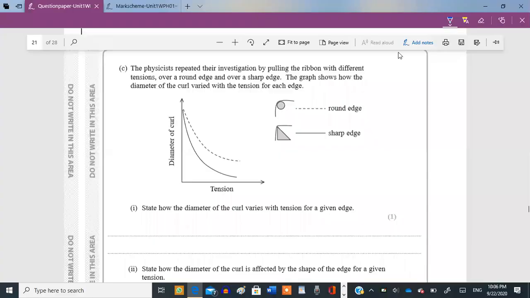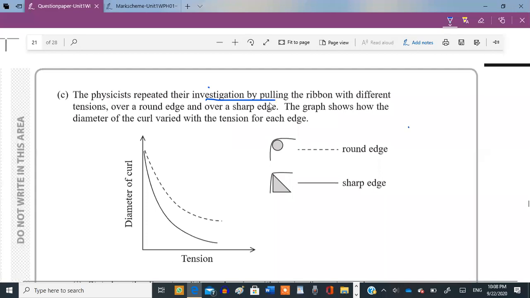Wait, physicist, can you scroll back to the answer? Now the physicists repeated their investigation by pulling the ribbon with different tensions over a round edge and over a sharp edge. They had a round edge and a sharp edge. The graph shows how the diameter of the curl varied with the tension for each edge. Okay, so the diameter of the curl and the tension. So the greater the tension, the lesser would be the diameter of the curl.